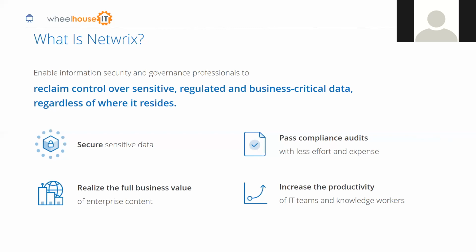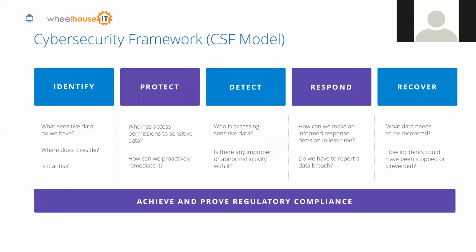When you're looking at securing the sensitive data, Netrix has the feature functionality to be able to go out and crawl that data, classify it from social security numbers to dates of birth, to credit card information, et cetera. It really allows our partners such as Wheelhouse to help you pass compliance audits and increase the productivity of your IT staff in-house as well. When we're looking at the CSF model, this is something that's being adopted widely, and again, it comes back down to securing that data.